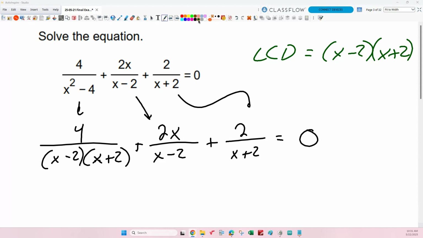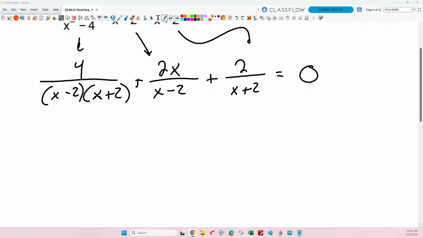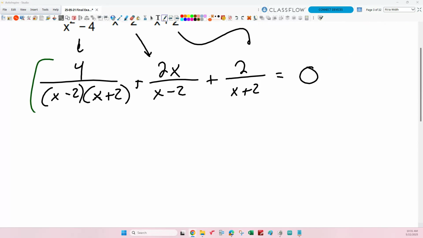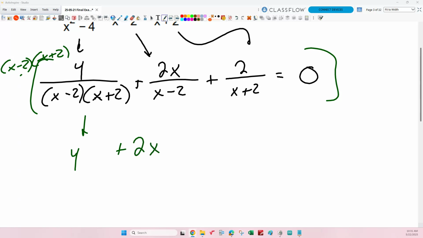Okay, give me 1 to 5 on that. Is that all ringing a bell? Is that all good? Okay. So then there's our LCD. We're just going to distribute that through the entire equation. What was it again? x minus 2. We distribute that through. And what happens here? What cancels? Everything, yeah. So we just get 4 plus, what's going to cancel here? The x minus 2's cancel, so we get 2x times x plus 2.